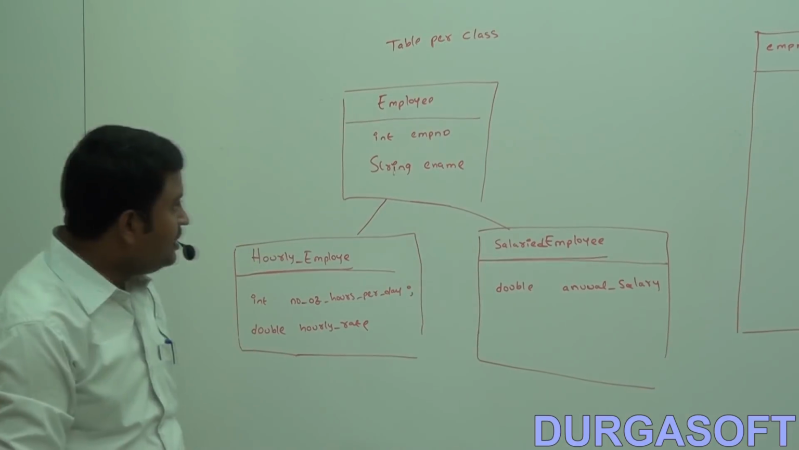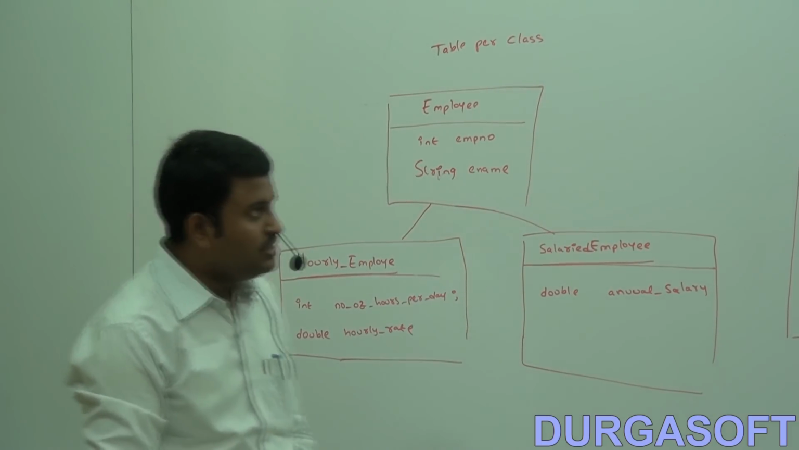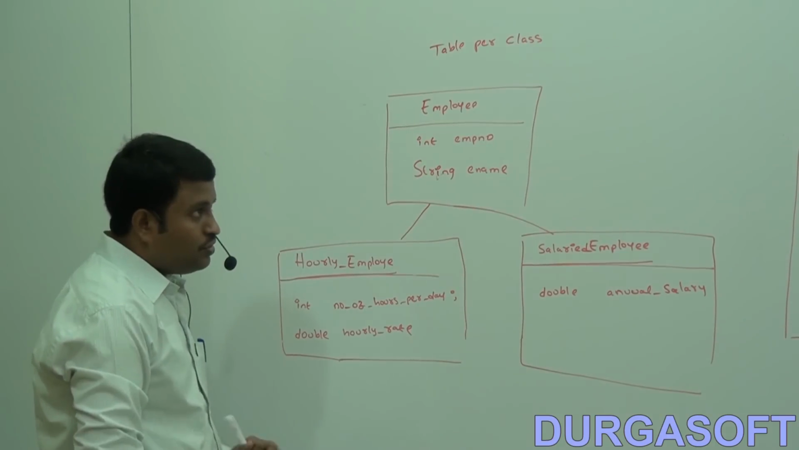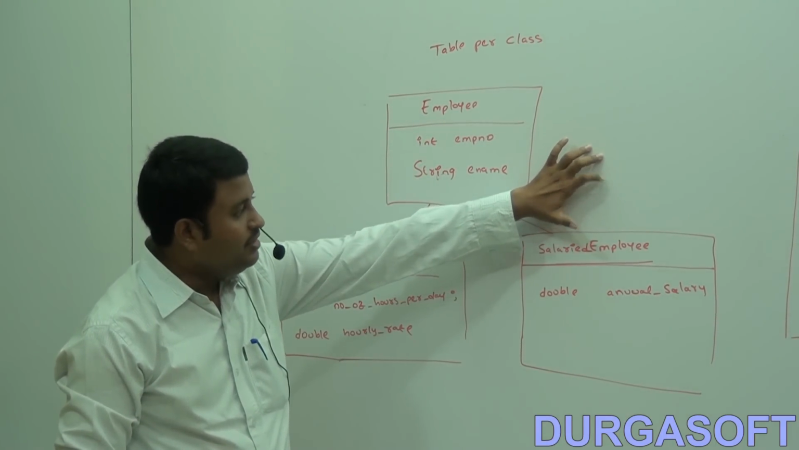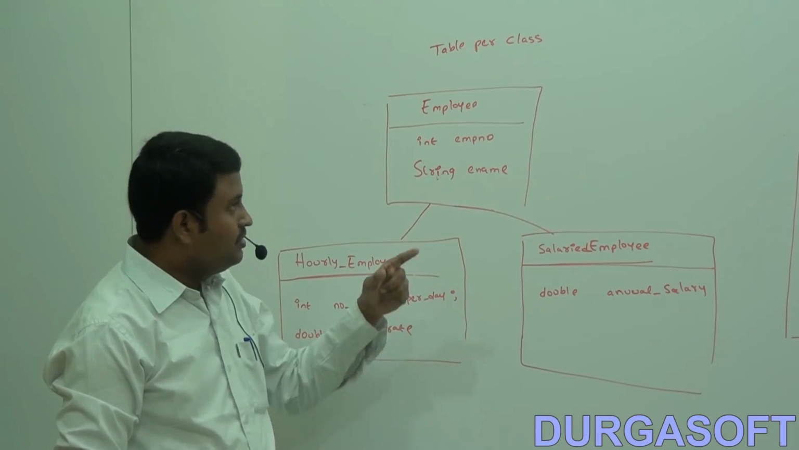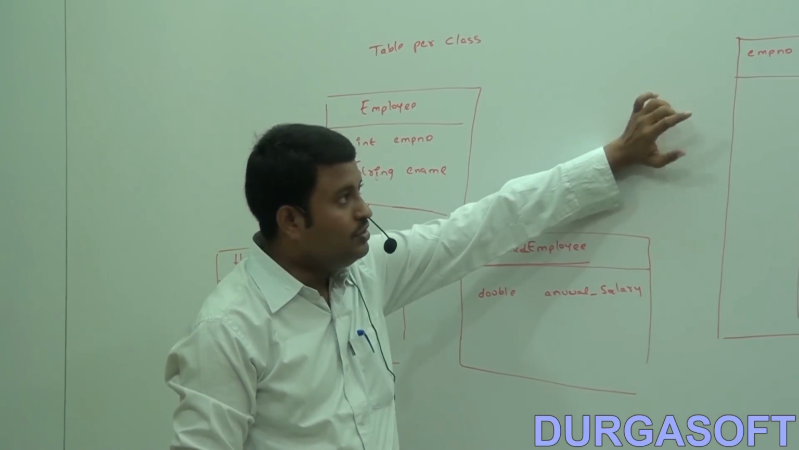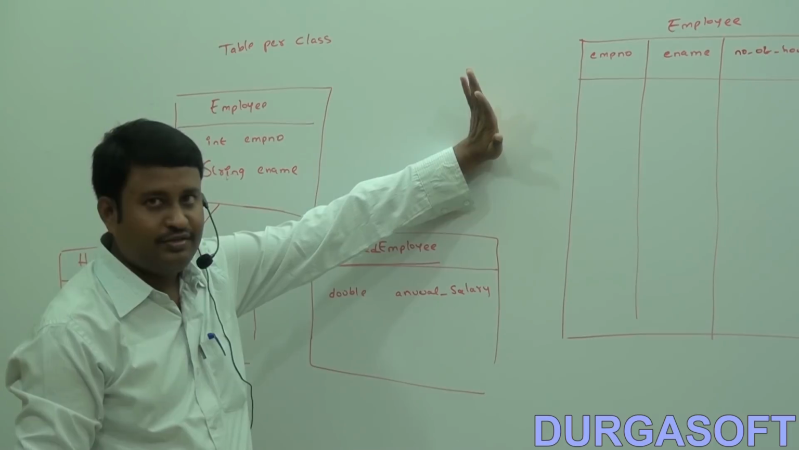To identify a particular employee, we use one special column called the discriminator column. Through the discriminator column we can identify which employee it is, that is, which employee this record is for. So the discriminator column helps us to identify which child.